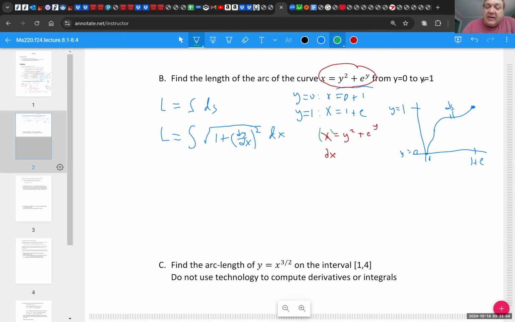Let me just make that obvious. I'll differentiate this side with respect to y and differentiate this side with respect to y, right? That's my dependent or independent variable down there, dy. So I get dx/dy. The derivative of x with respect to y is called dx/dy. The derivative of y squared with respect to y is 2y. And the derivative of e to the y with respect to y is just e to the y. So that's what dx/dy is.